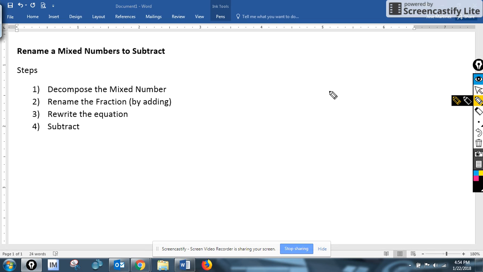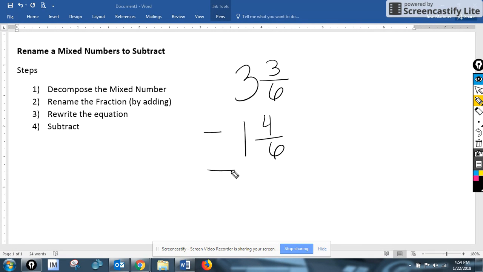All right, in this video, we're going to go over subtraction of fractions, but renaming in order to accomplish the subtraction. So let's start with a problem in which we have to rename. Let's start with 3 and 3 over 6 minus 1 and 4 over 6.